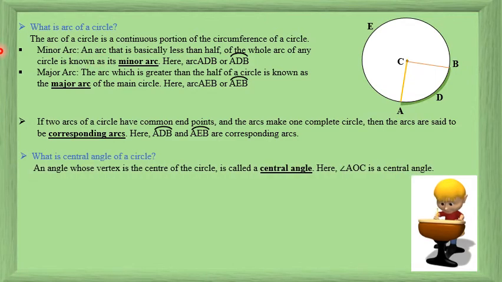Now let's learn what is a central angle with the help of this figure. An angle whose vertex is the center of the circle is called a central angle. So here in this case, if you consider angle AOC, the vertex of this angle AOC is point O, and point O is also the center of this circle, which means angle AOC is the central angle. Isn't it easy?